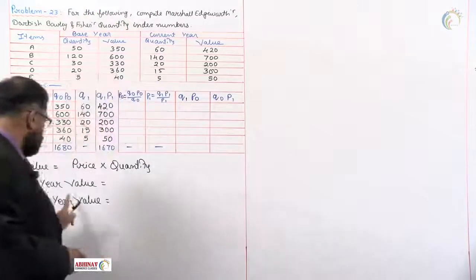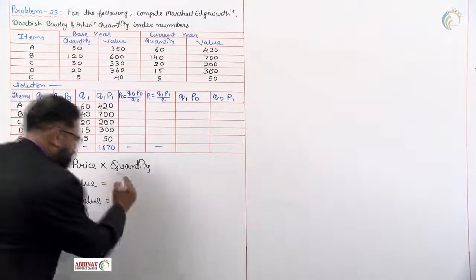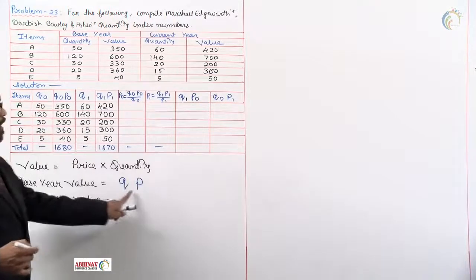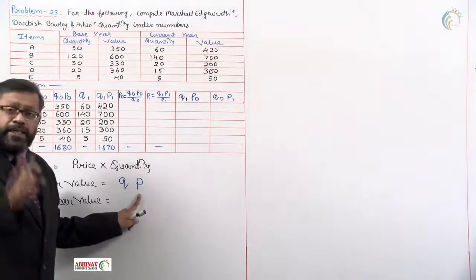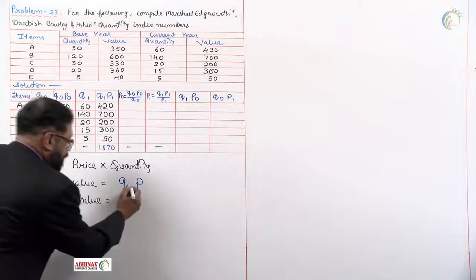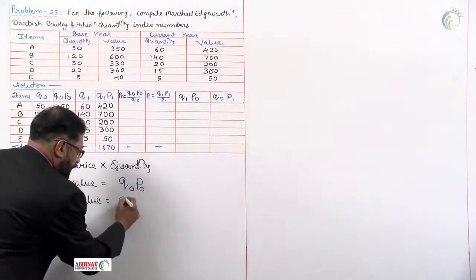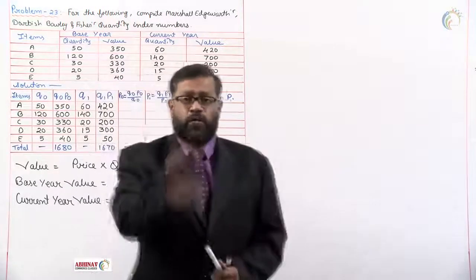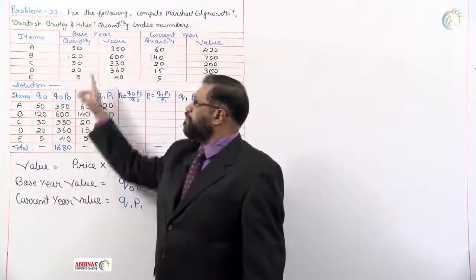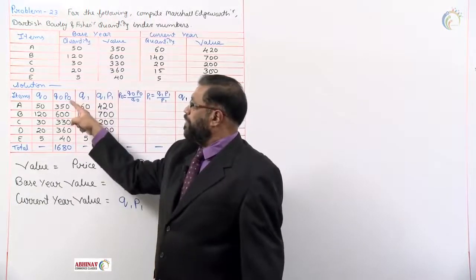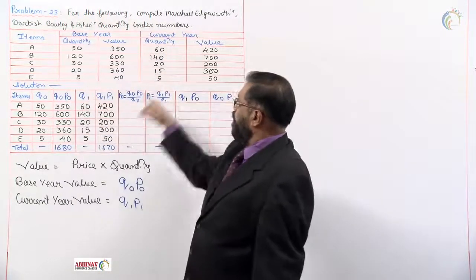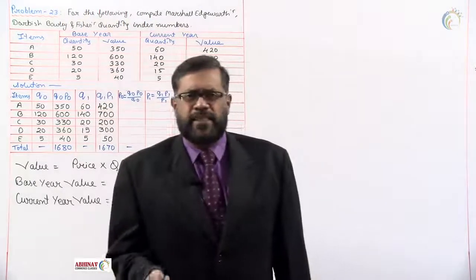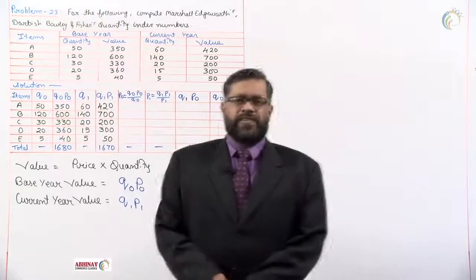Let's see. Base year value. It's a quantity index number, so first we'll show Q and then we'll show P. Quantity into price, or price into quantity, is going to be the value. Base year means it's going to be Q0, P0, and current year is Q1, P1. This is what is given to us, and that is what we have copied in the table. Quantity of the base year, value of the base year, quantity of the current year, and value of the current year. What is missing is the price of base and current year. Let us first calculate that.